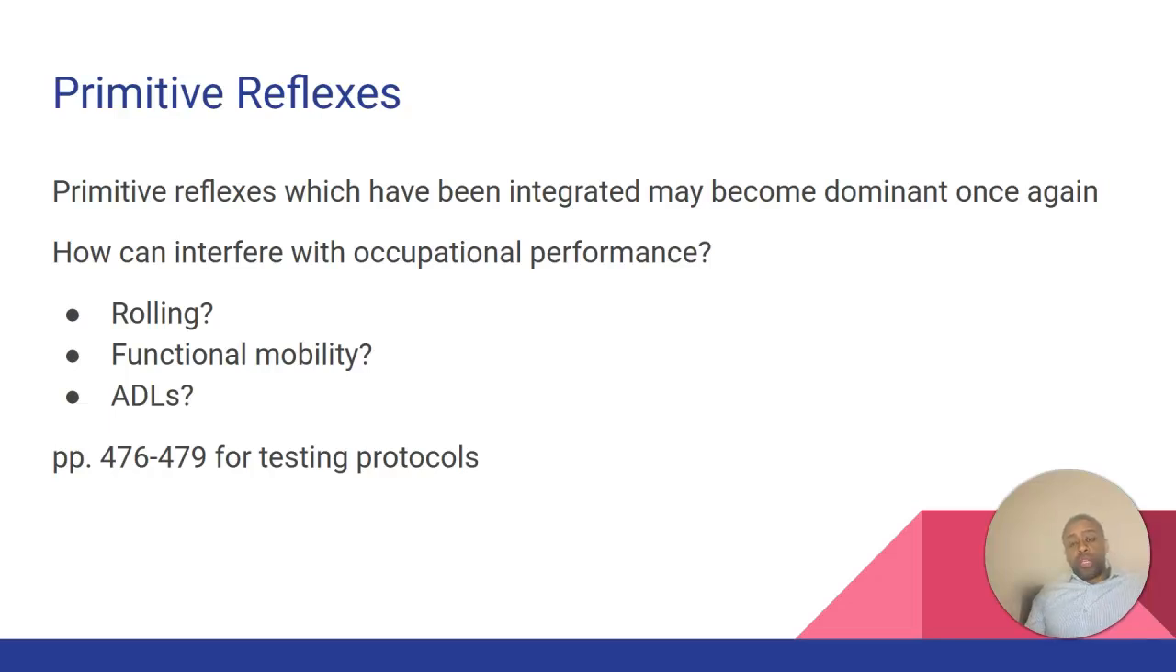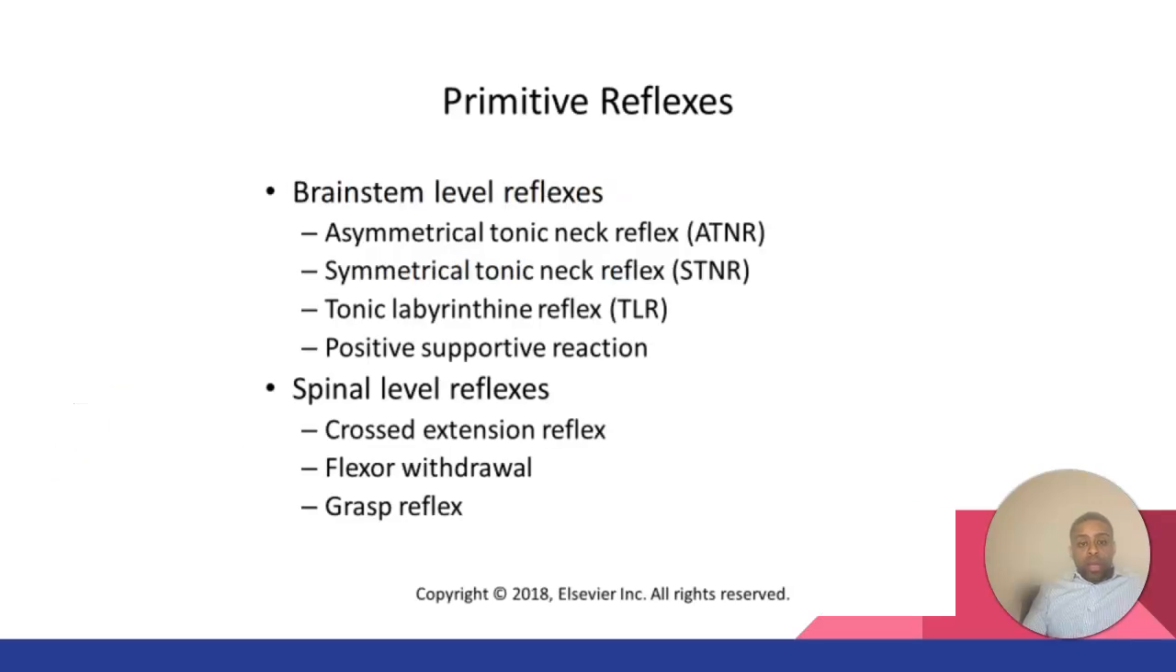So with brain injuries, these primitive reflexes can become dominant again, and they can interfere with moving, right? Rolling, functional mobility, ADLs. Because they become predominant, they can certainly impact volitional movement patterns, and that could impact different kinds of ADL engagements. These are the different primitive reflexes. I won't go through them.